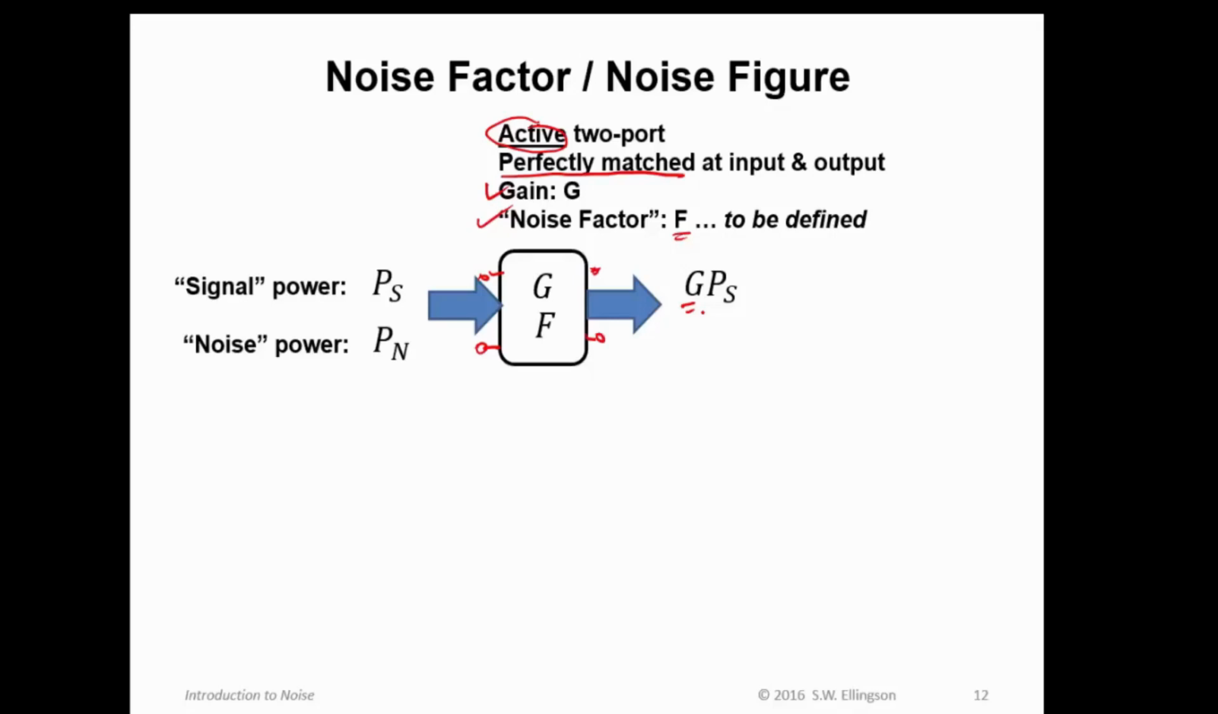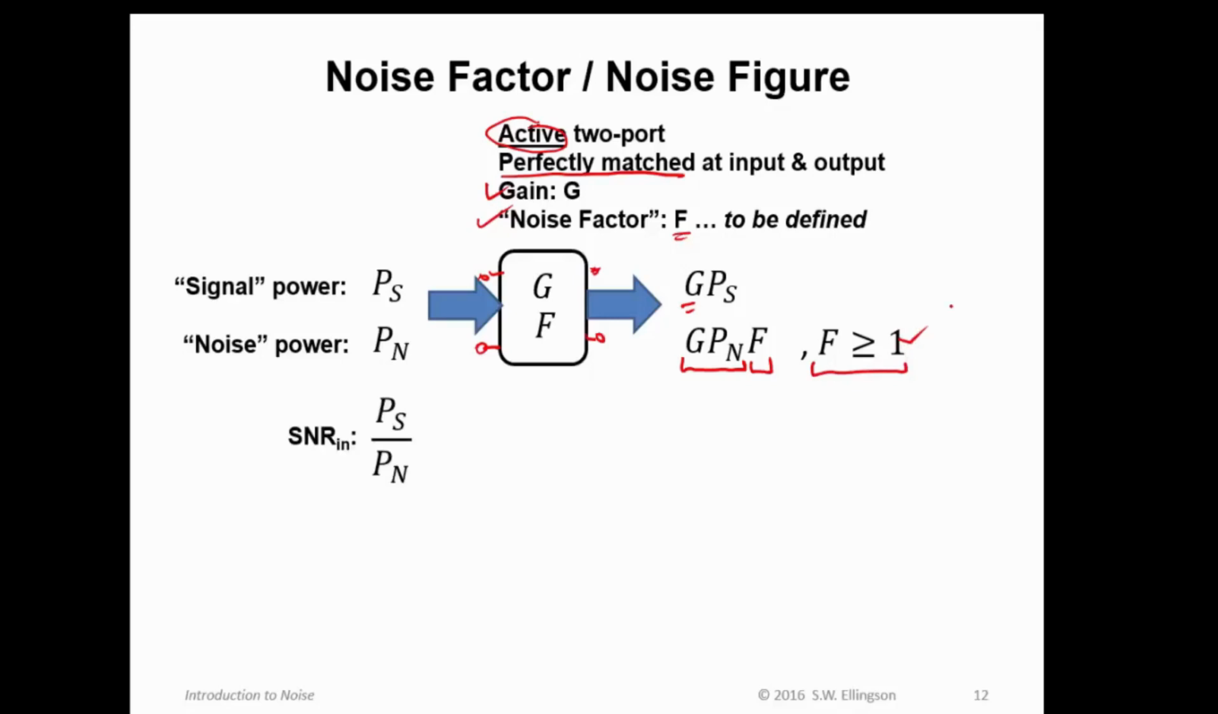Similarly, I have some noise power applied to this thing, P sub N. And the noise power that comes out, if there were no noise intrinsic to the two-port, would be G times P sub N. But this two-port has some noise intrinsic to it, internal to it. So what I get is a greater amount of noise than I applied, and that greater amount of noise is greater by a factor F. And obviously F has to be greater than or equal to 1, right? The noise can only go up.